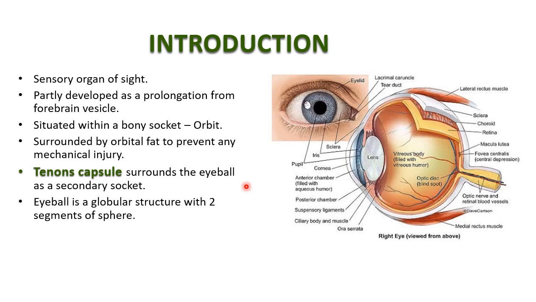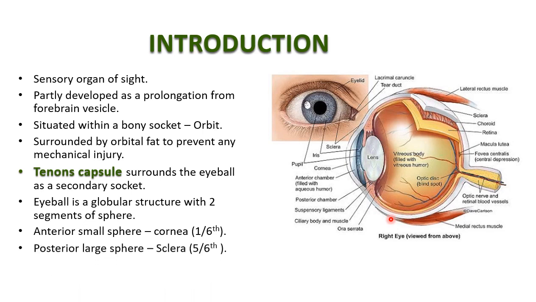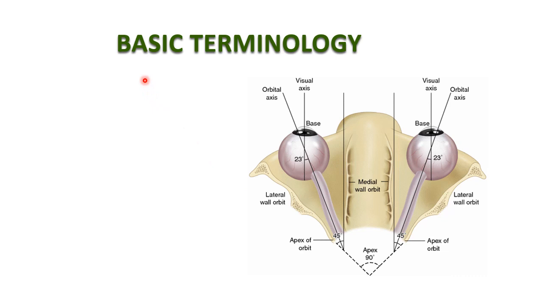The eye is a globular structure comprising two spheres. One sphere in the front is very small and forms 1/5 of a sphere, called the cornea, and the remaining 5/6 is formed by the sclera, which is the larger, posterior sphere. Now coming to the basic terminologies, certain terms we have to first understand. What are the anterior pole and the posterior pole of the eyeball?